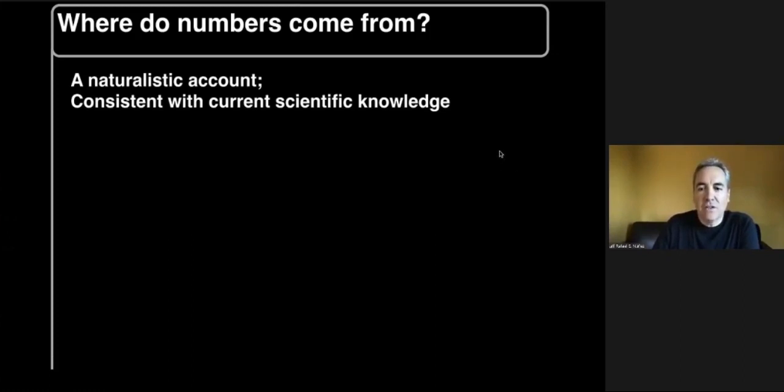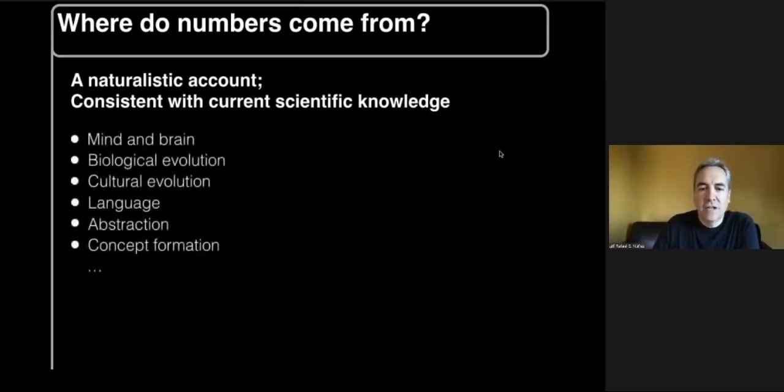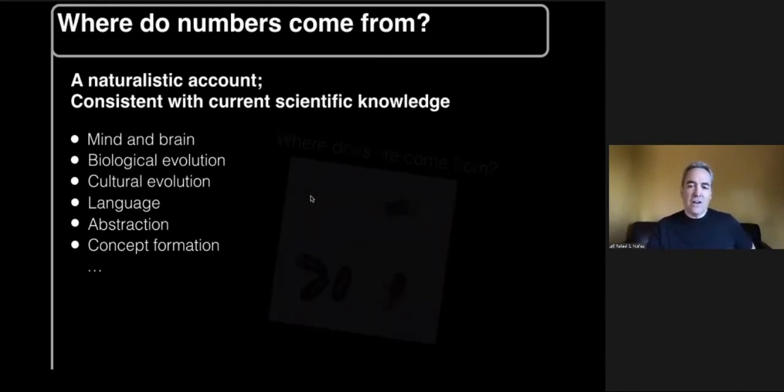current scientific knowledge, let's say post-19th century, which would include knowledge about the mind and the brain and biological evolution and cultural evolution, which is different from natural selection-driven biological evolution, notions of language and variations of language and abstraction, concept formation, ontogenesis, learning, and on and on.